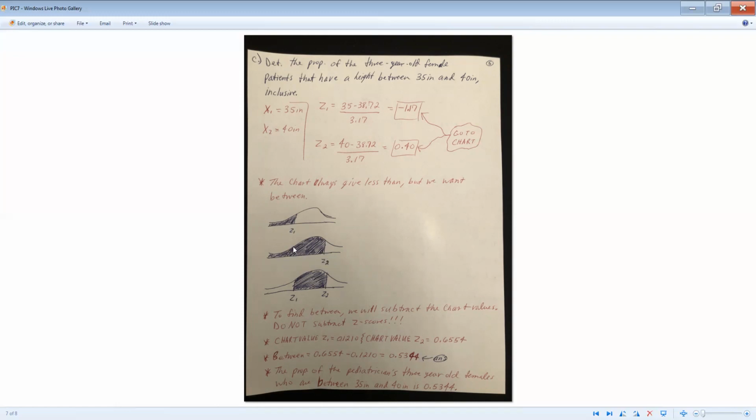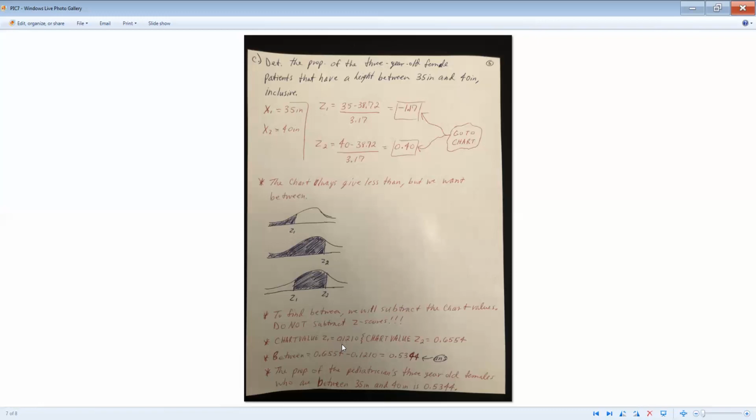So now if I want to know what's in between these two, I can subtract the Z1 data value from the Z2 data value, and that will give me what's in between them. So whenever I want to find what's between, I will subtract the chart values from each other. Do not subtract the z-scores. We're not subtracting the z-scores from one. We're not subtracting the z-scores from each other. We are doing this from the chart values. So before, when we're looking at greater than, we subtract the chart value from one. Here, when we're looking at between, we're subtracting the two chart values from each other.